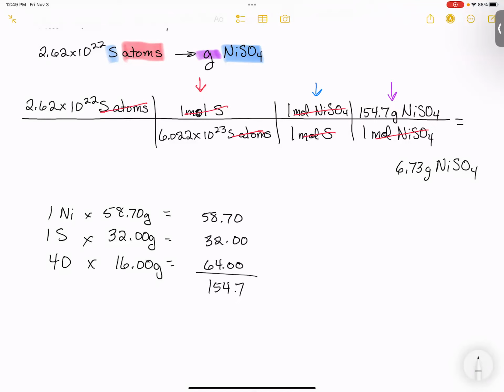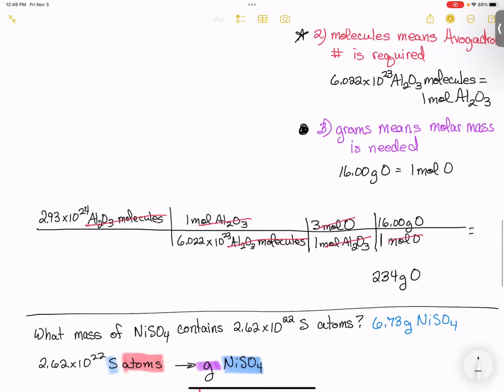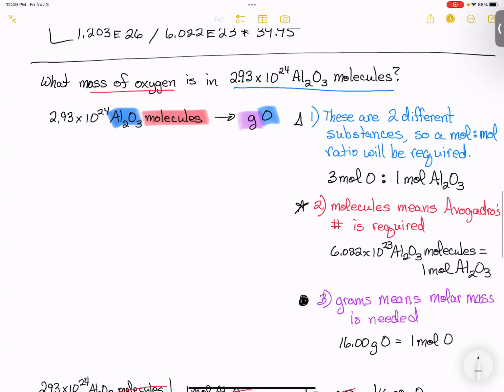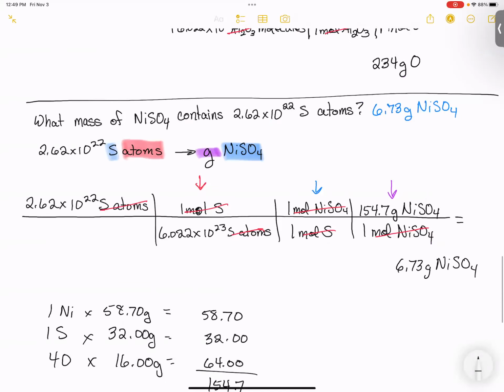So how do you know to do the 154.7 instead of just doing the S, like on the last one where we did just oxygen? Because of what I'm asking, what it is you want the mass of. In the last one, I wanted the mass of just oxygen. In this one, I wanted the mass of the entire compound. So it's all dependent upon what it's asking for, what that grams is associated with.